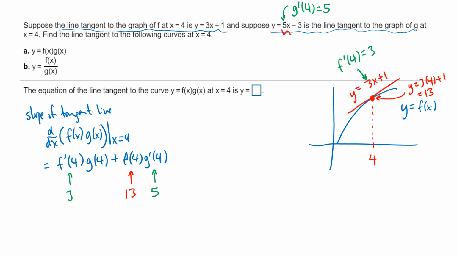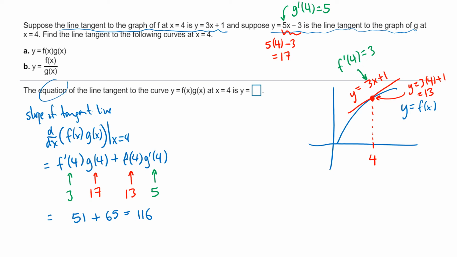And again, similarly, I can plug in 4 for my x in my g tangent line to get 5 times 4 minus 3, which is 17. So that's going to give me 3 times 17, which is 51, plus 13 times 5, which is 65, which gives me 116. So that's going to be the slope of my tangent line to this product function.